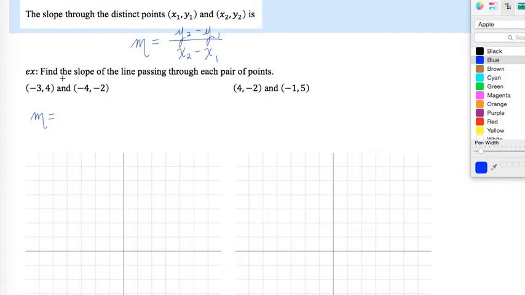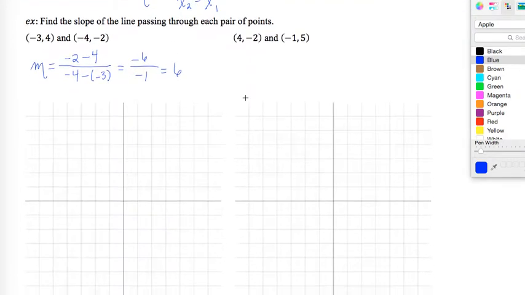So I'm going to call them in order, guys. I'm going to use this as y2, -2, minus y1 is 4, over x2 is -4, minus x1 is -3. It's -6 divided by -4 plus 3 is -1. So I get a slope of +6 on that one. And let's go ahead and graph that. -3, 4 is there, and -4, -2 is there.